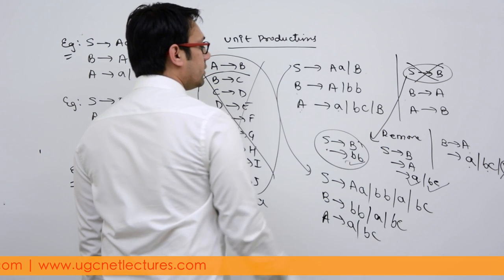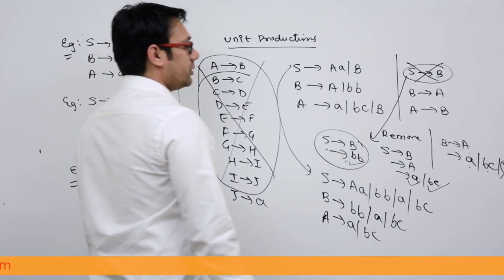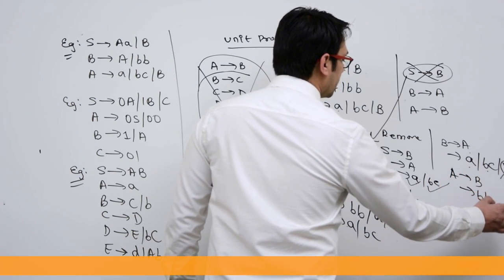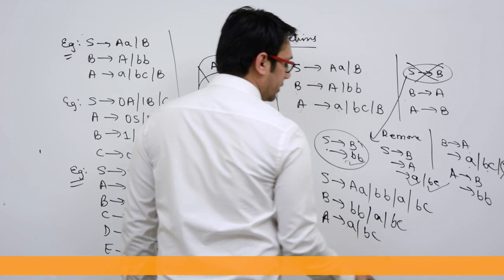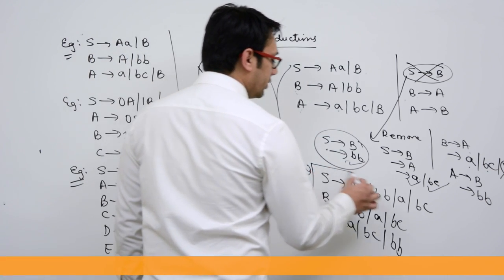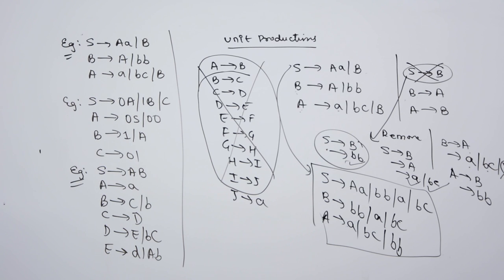Next, A derives B. If you remove A derives B, then what will you not be able to generate? A derives B and B can generate BB. Therefore, if you remove this production, you will not be able to generate BB, so you have to write A derives BB. Now this is the grammar where you do not have any unit production.